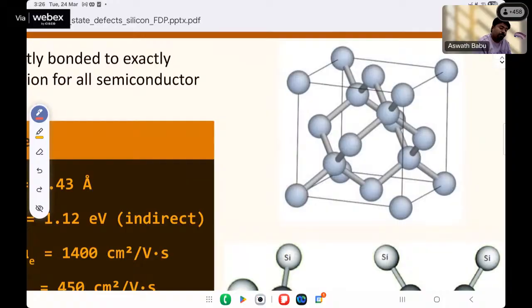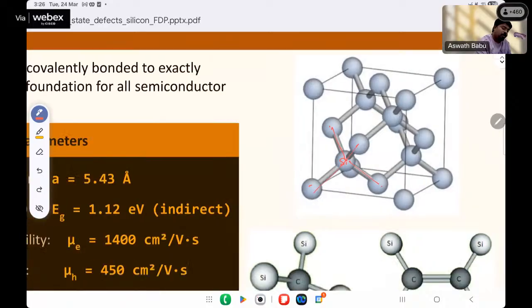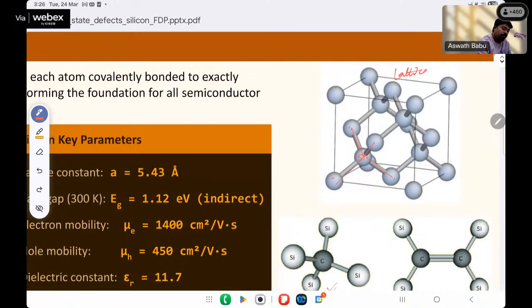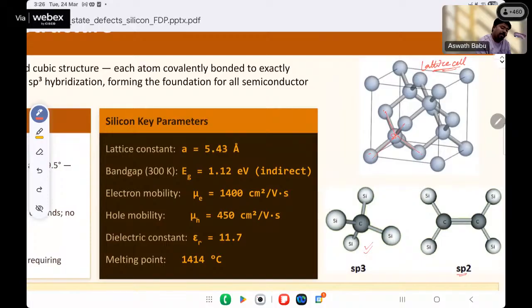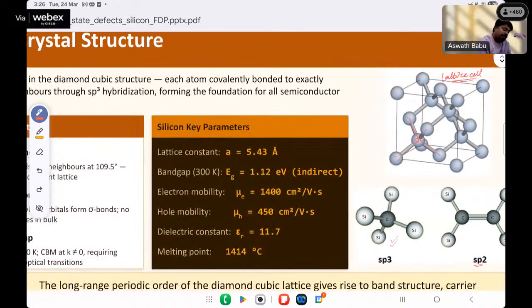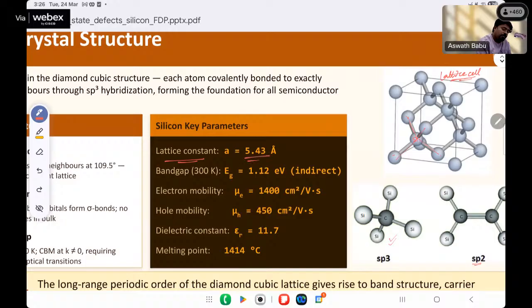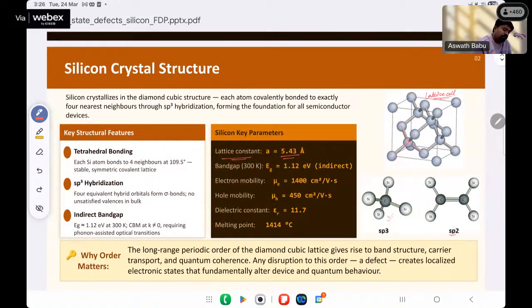Now this is the silicon crystalline structure. If you just concentrate on these four, one silicon is surrounded by four more silicons. Similarly for everything. So this entire thing is called a lattice cell. The length of the lattice cell is represented as the lattice constant, about 5 angstrom for the silicon crystalline structure. We just discussed it is a tetrahedral bonding.